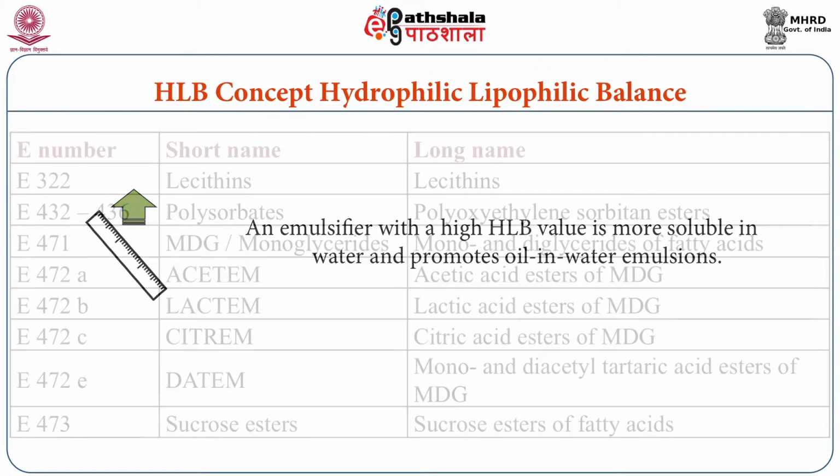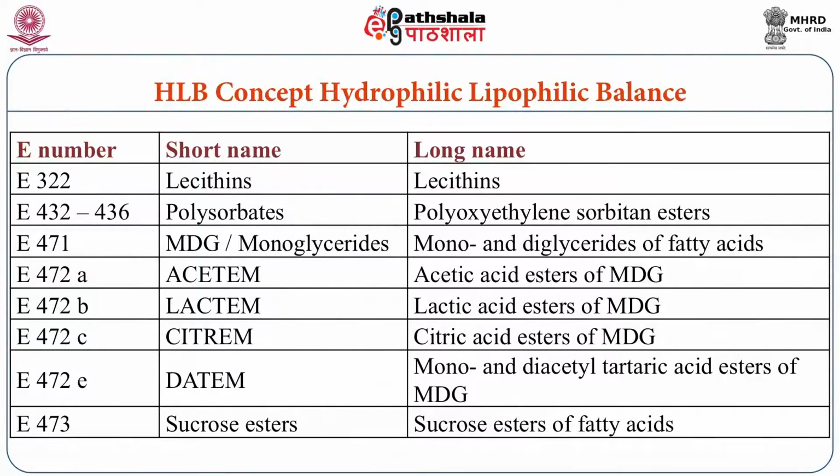Now in this table, we are looking into the different emulsifiers used in the food processing industry. Generally, emulsifiers have their own E number, which is labeled on the package. Certain emulsifiers like lecithins are very popular. Polysorbates, that is also known as polyoxyethylene sorbitan esters. The MDG, it is also known as mono and diglycerides of fatty acids.